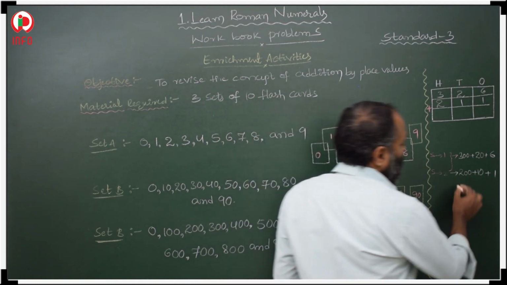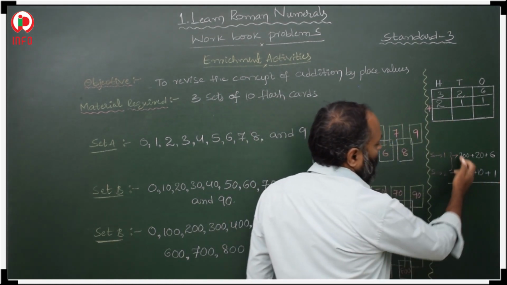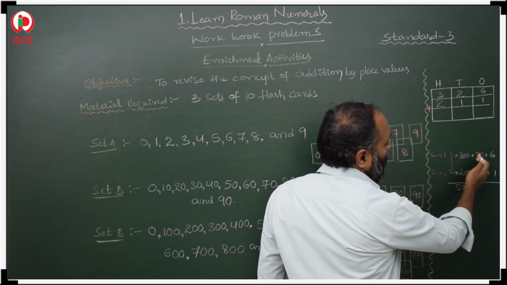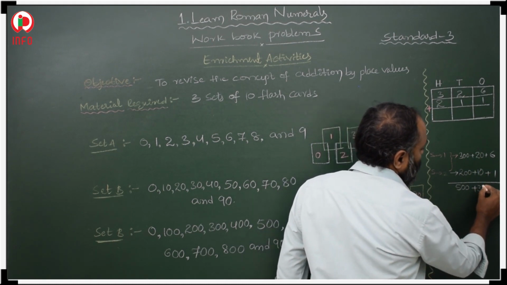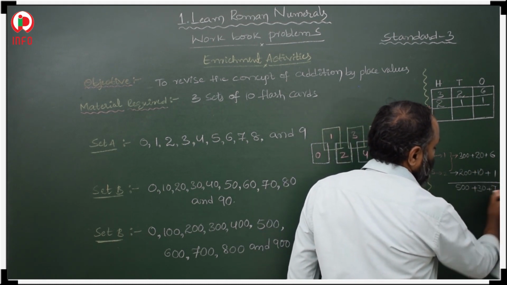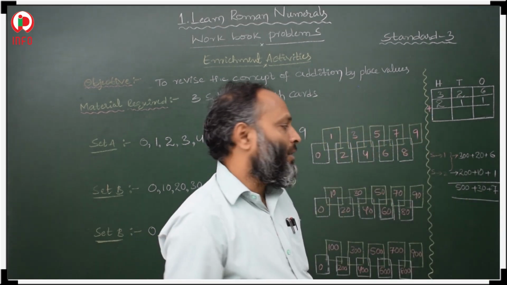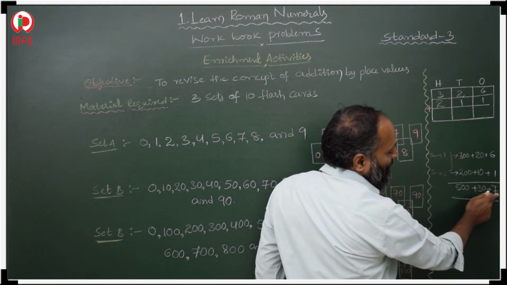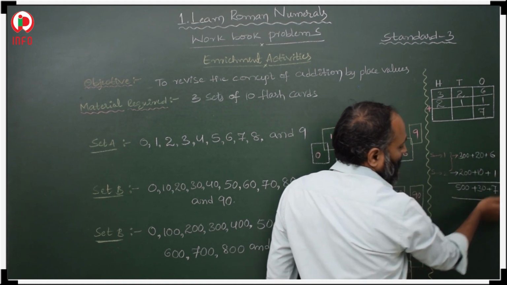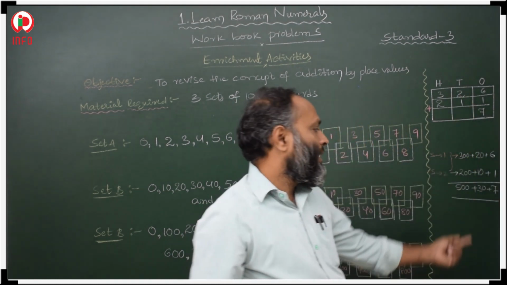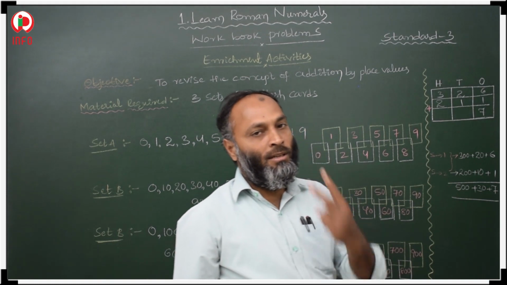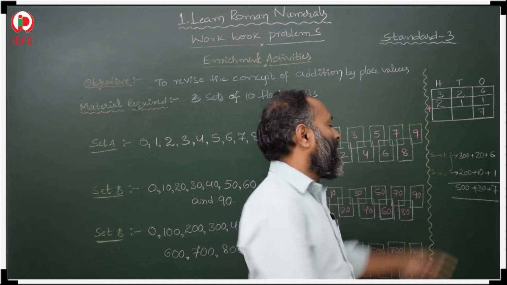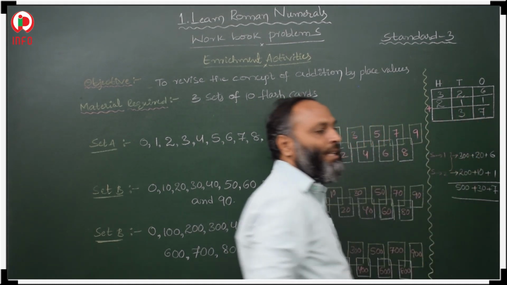Now if we add all this in expanded form: 300 plus 200 is 500, 20 plus 10 is 30, and 6 plus 1 is 7. If we add these two numbers, what is there in the ones place? 6 plus 1 is 7. In the tens place, 2 plus 1 is 3, and 3 means 3 tens, 30. 3 tens we are getting.